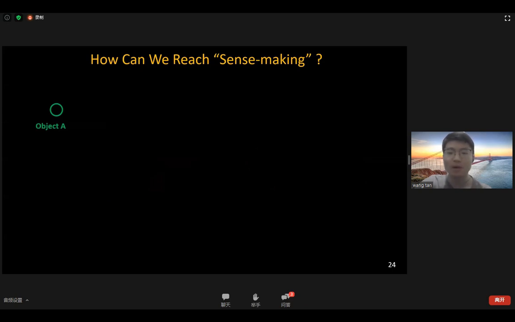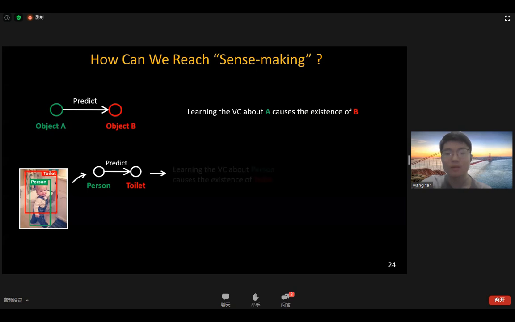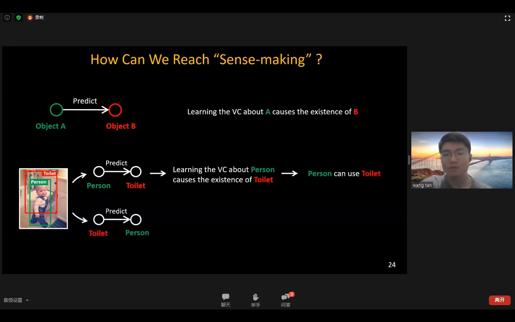For example, given object A to predict object B, what we are actually doing is to ask how likely object A causes object B. That is, to learn the visual common sense about A causes B. The same can be applied to our CV community. Given a photo of person and toilet, when we predict the toilet given person, we will learn the visual common sense about person causes the existence of toilet. For example, person can use toilet. Vice versa, when the direction is reversed, we start to learn toilet can be used by person.